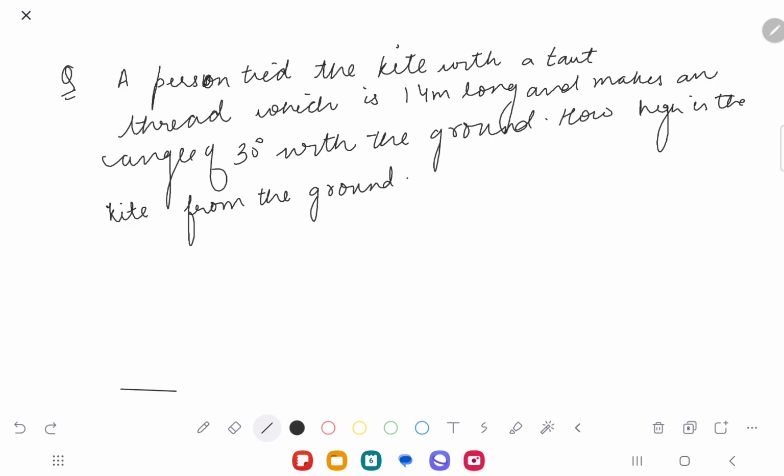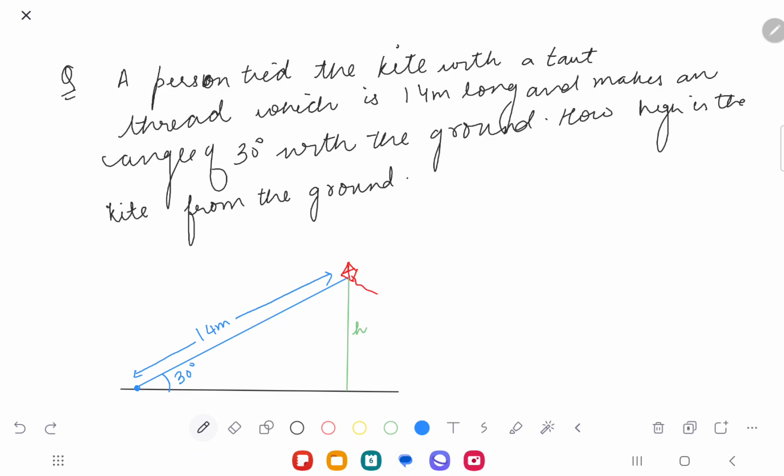Again, let's draw the diagram. Let us suppose this is my ground, and this is the point on which the thread is being tied, and there is the kite here. This is making an angle here with the ground, and here is the kite. The question is, how high is the kite from the ground? This height we are supposed to find out. And this thread, with which it is obliquely tied, makes an angle of 30 degrees, and this is going to be 14 meters.